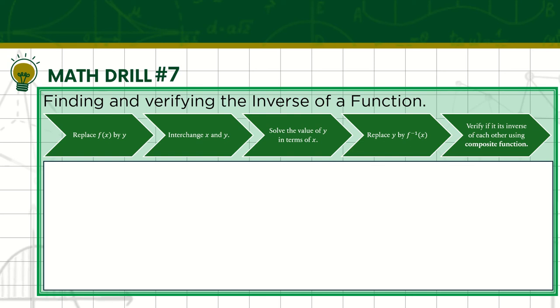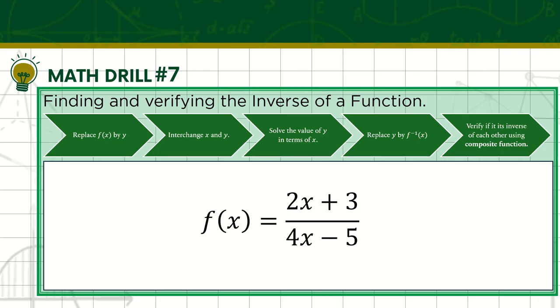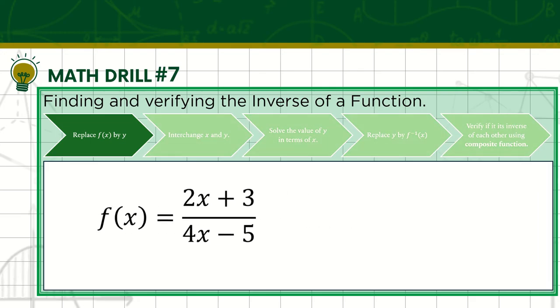In this video, we're going to find and verify the inverse of a function simply by means of following the 5 steps. First, let us have now the given f of x is equal to (2x plus 3) all over (4x minus 5). Let us have now the first step.